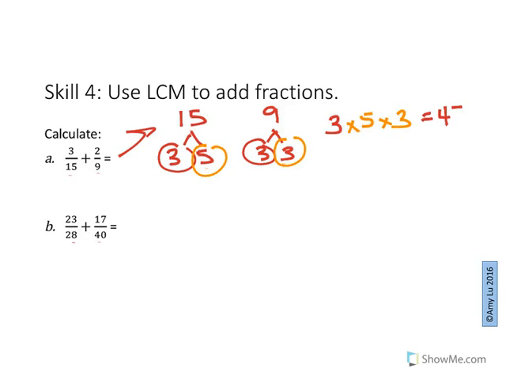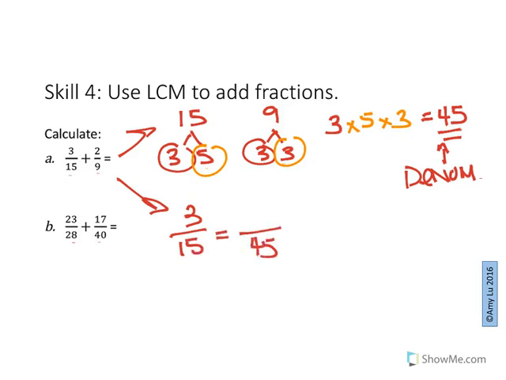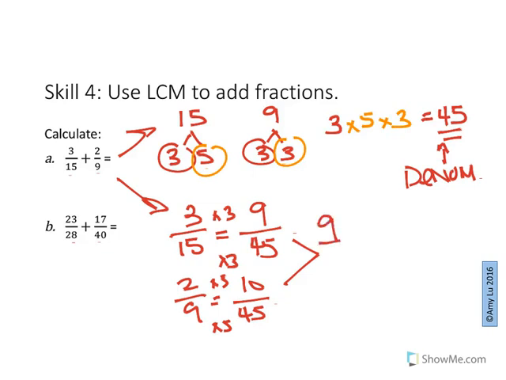Therefore, I know that my denominator has to be 45. So I'm going to go down here, and I'm going to make 3/15 turn into something with a 45 on the bottom, which means I have to multiply by 3, 9/45. Then the 2/9, I need to turn this into something with a 45 on the bottom, which means I multiply this whole thing by 5. So 2 times 5 makes 10. Now that these two fractions have a common denominator, I can add them. So 9/45 plus 10/45 makes 19/45.